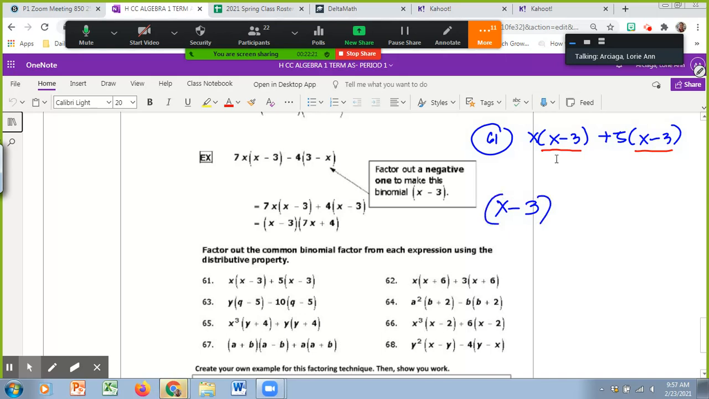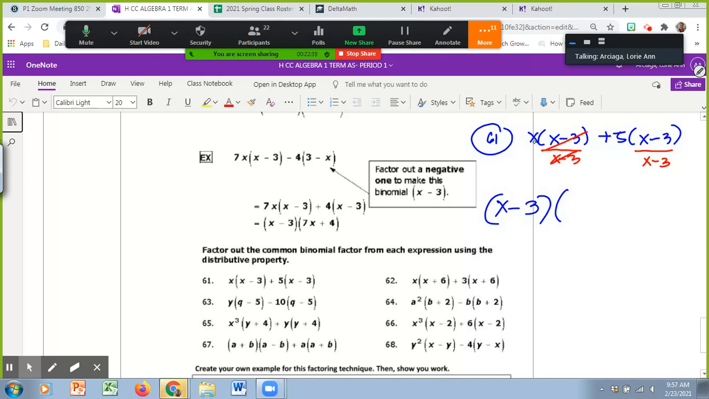Yeah? Okay, we're going to take out x minus 3. And then after that, remember, every time you take something out, you're dividing each one by that same factor. So if you divide x minus 3 by x minus 3, what's your leftover? What's the factor left here?